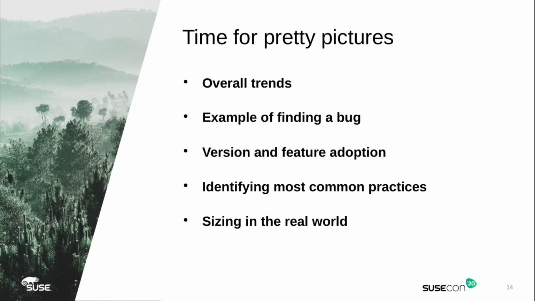Okay, and with that overly simplified, way too fast run through of what telemetry is, so I don't lose your attention, let's take a look at those pretty pictures and the first analysis. We'll look at overall trends in the system. We'll look at an example of finding an actual bug. We'll take a look at version and feature adoption so we can get a glimpse of how our versions are being used in the field. We'll take a look at how we can identify common practices from this data set. And also we'll take a look at how Ceph clusters are sized in the real world. Not how we recommend they are being sized, but what the telemetry data set shows customers and users are actually doing.